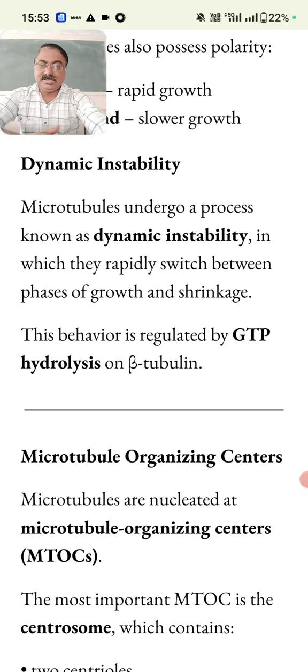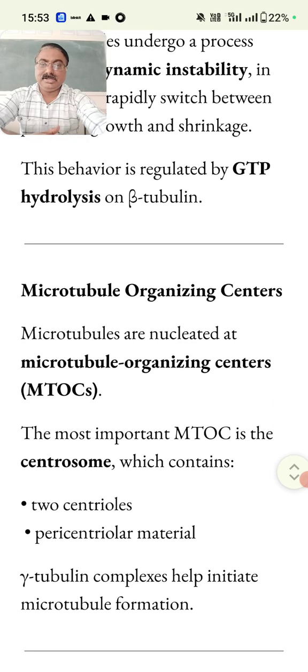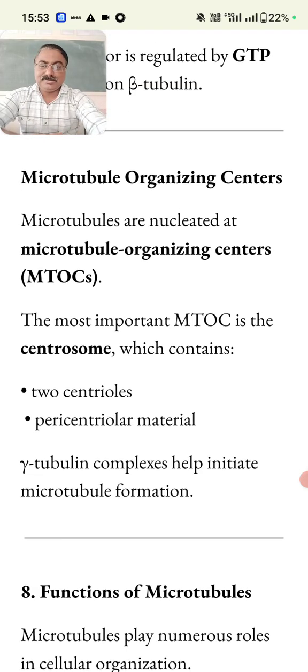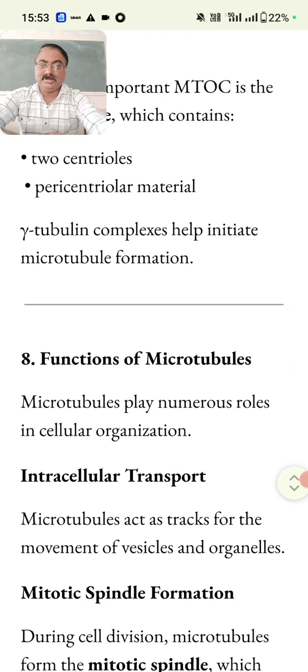Microtubule organizing centers. Microtubules are nucleated at microtubule organizing centers, MTOCs. The most important MTOC is the centrosome, which contains two centrioles and pericentriolar material. Gamma tubulin complex helps initiate microtubule formation.